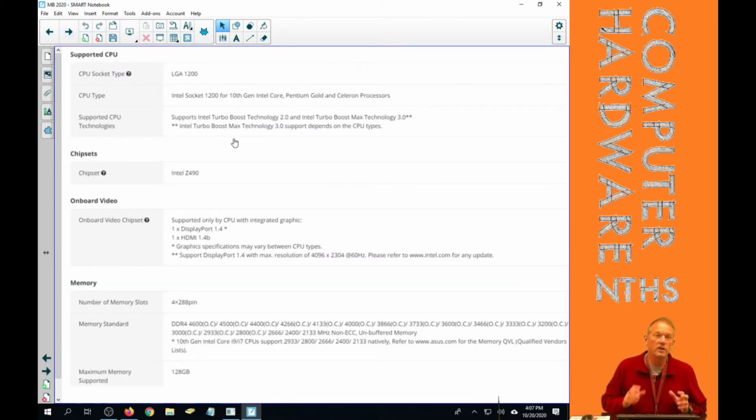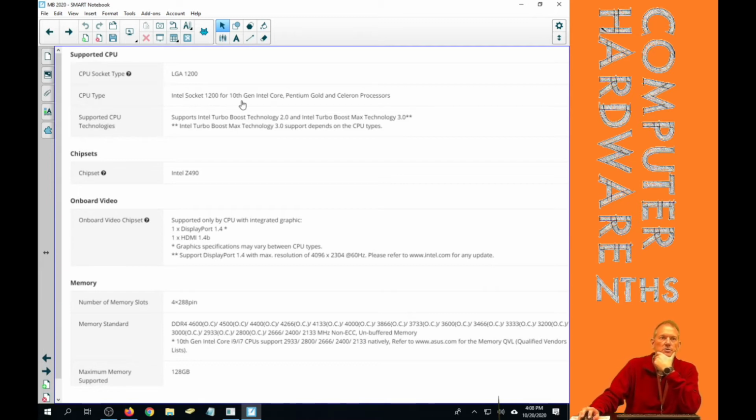Now, when we go to the specs, and this is a blow up of a Newegg page of a particular PC, it says on there, the first thing that we've already talked about, the supported CPU. It says the socket that's on that particular motherboard. This is an LGA 1200 socket. And it says what CPUs the 1200 LGA socket supports.